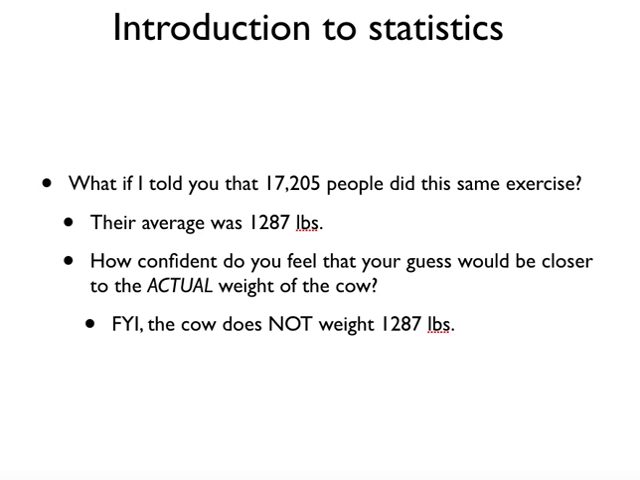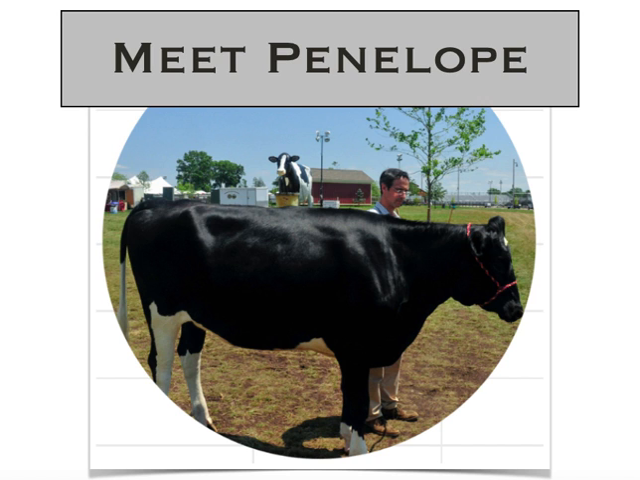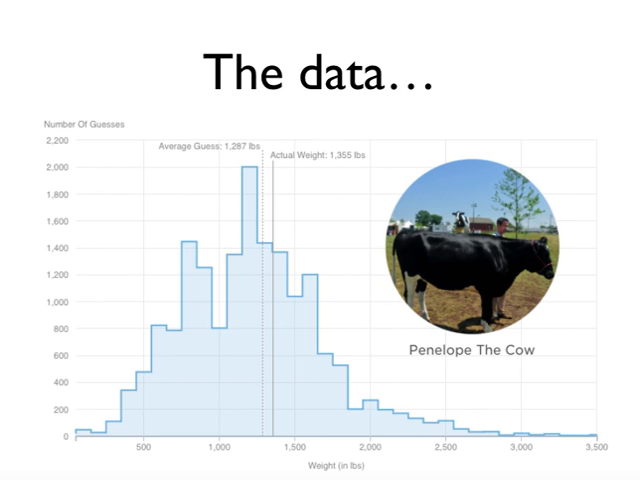So if you were to do this activity, you might ask how much you would guess. And by the way, 1,287 is not the real answer, but by looking at Penelope, what would you estimate her weight at? So here's what the results looked like. The researcher took everybody's guess and threw it into a histogram. The blue histogram is the estimated data, what everybody guessed. The average estimate is 1,287 pounds. Penelope's actual weight is 1,355. But what's interesting overall is how accurate a fairly uncertain guess was able to be.